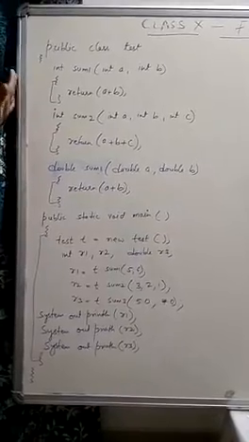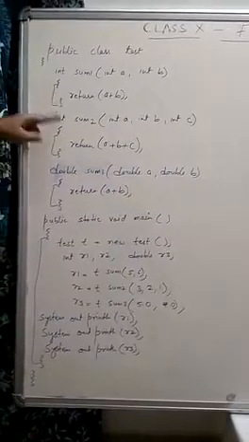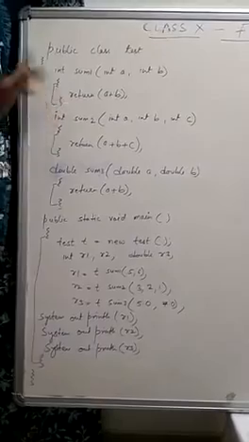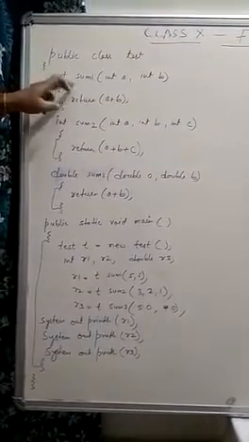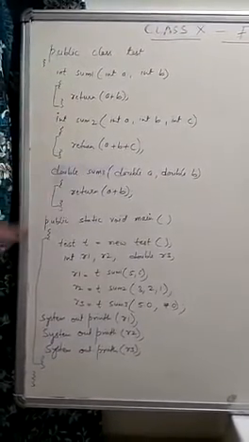So in this program we are having three user defined methods of the third category, and the names of the methods are sum1, sum2 and sum3.